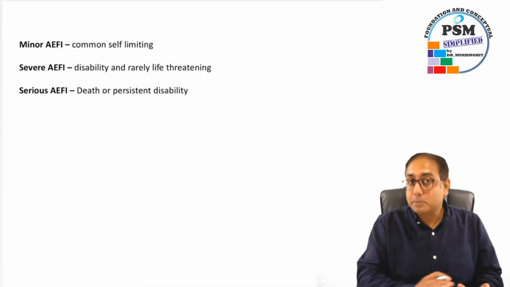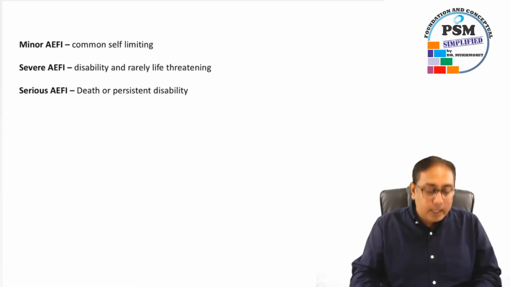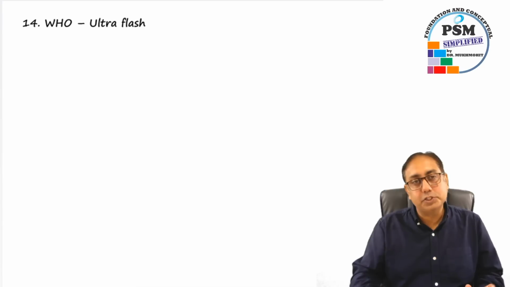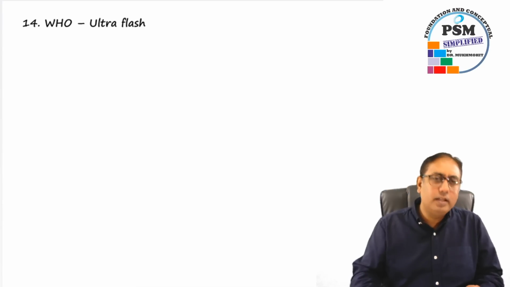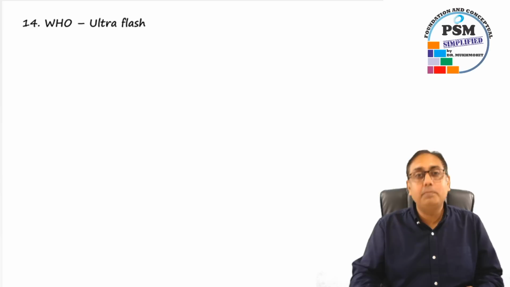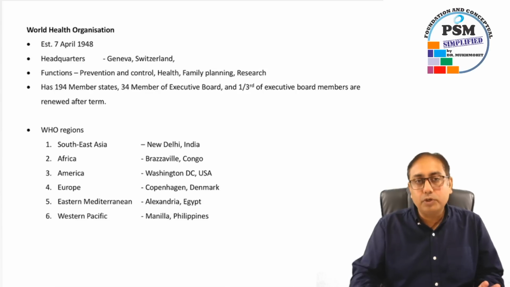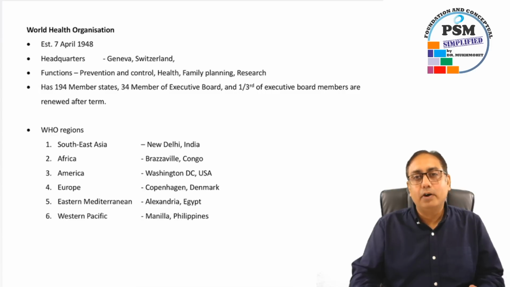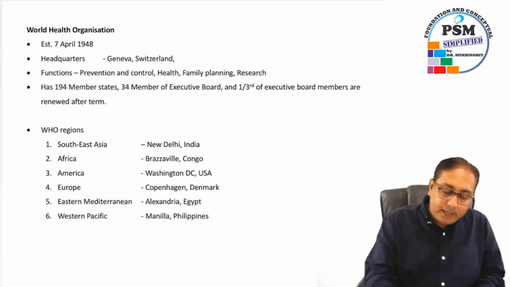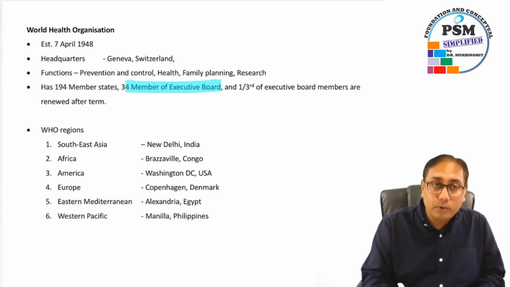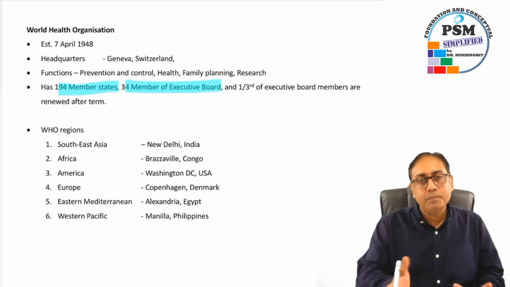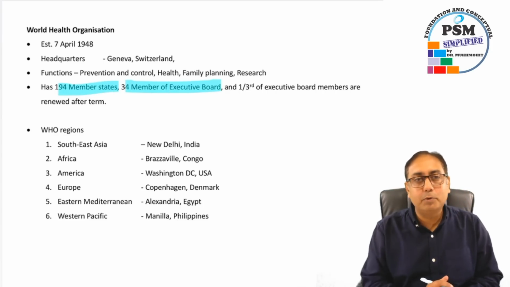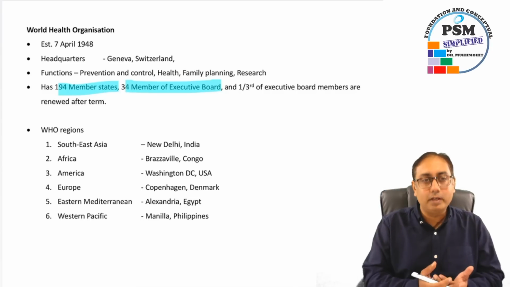But if the disability becomes permanent, it is a serious adverse event following immunization. Coming over to the next high-yield, very burning topic, global problem, WHO. You should know that WHO was formulated on 7th of April, the World Health Day, in the year 1948, with headquarters in Geneva, Switzerland. It has a 34-member executive board with 194 member states. So they keep on shuffling, and 1/3 of the board members are renewed every term.